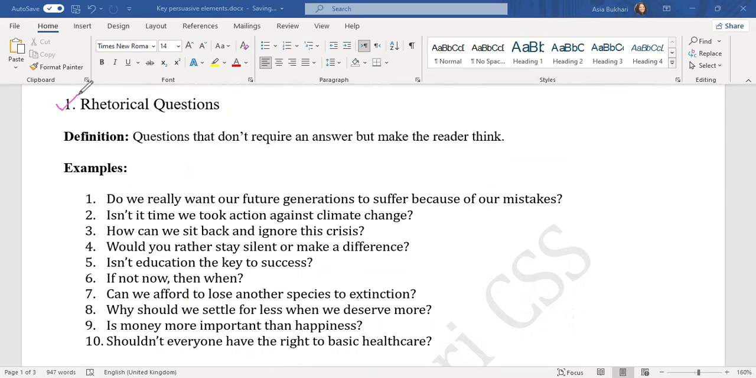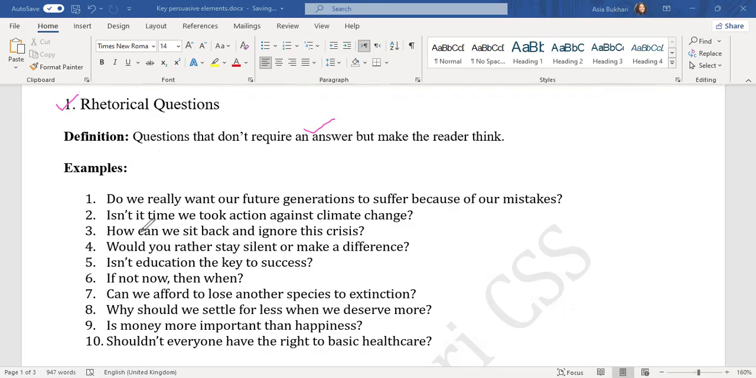Now, a rhetorical question is a very persuasive technique, and it is a must in your speech writing, in your article writing, and in other persuasive writings as well, you can use it. A rhetorical question is actually a question that does not require an answer, but its purpose is to make the reader think. Its purpose is to link the reader. And when you are using this rhetorical question in your speech, definitely it brings a communicative tone in the speech, which is quite compulsory, which is quite needed.